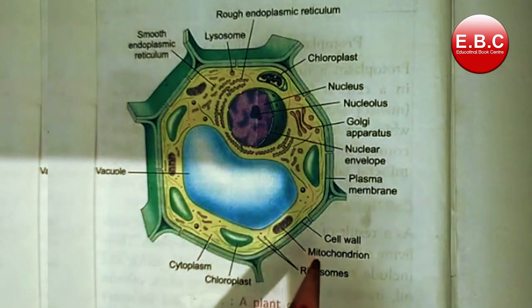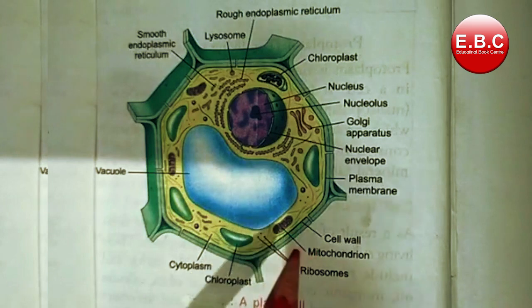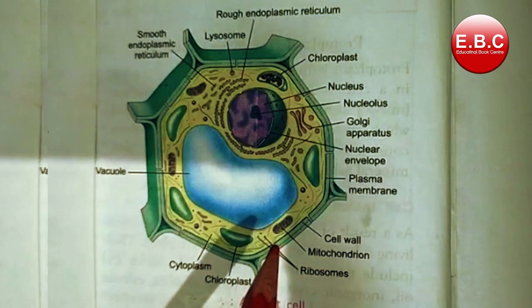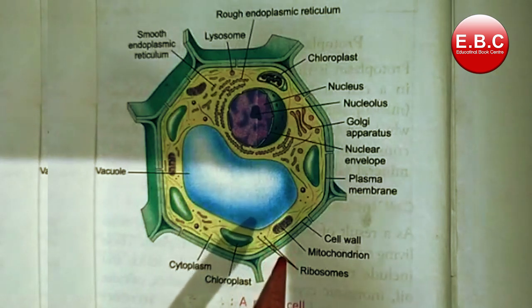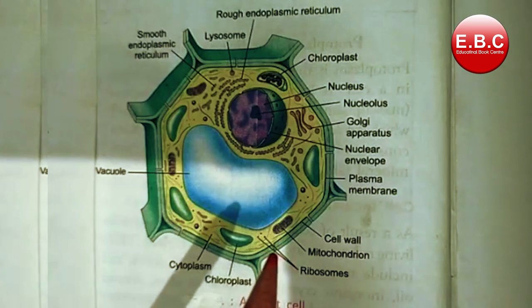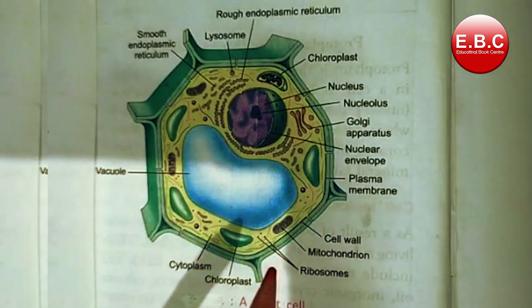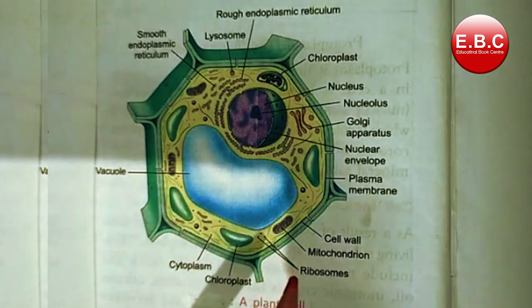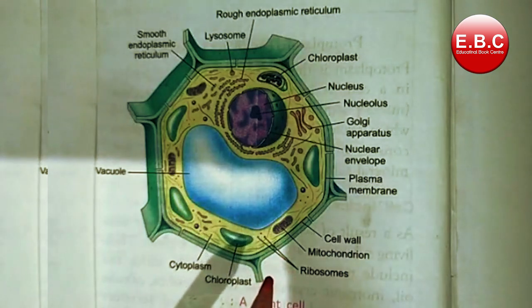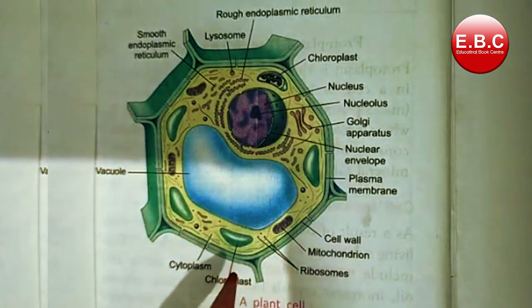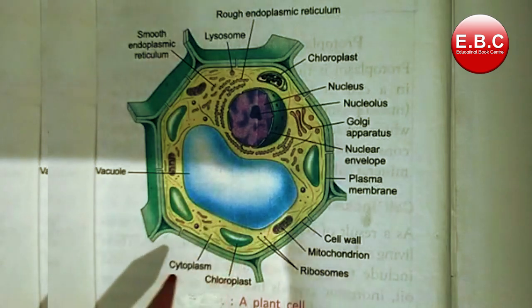After that, you can see mitochondria. About mitochondria, you already know that it is said to be the powerhouse of the cell, and it helps in oxidative phosphorylation. Then chloroplast we have already discussed.